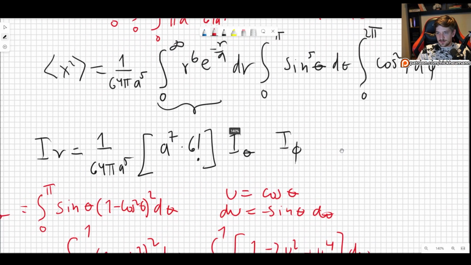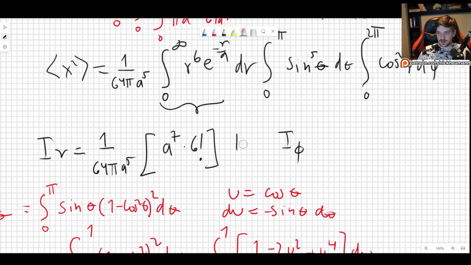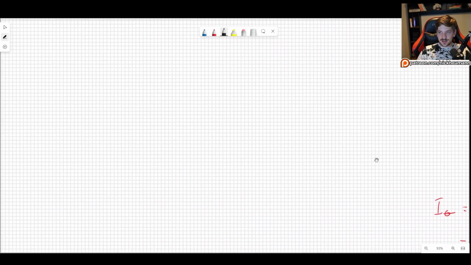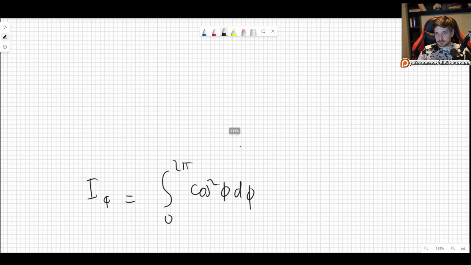So let's plug it in, right? We just put this right here. So that's 16 over 15. Now the only integral remaining is the phi integral. So the phi integral, I phi, this is the integral from 0 to 2 pi of cosine squared of phi d phi. Now the main difficulty here is that the cosine is squared.